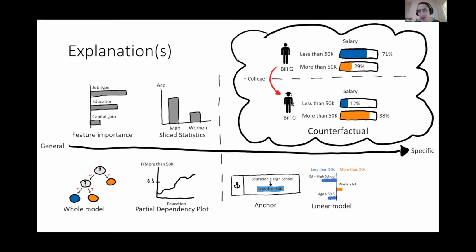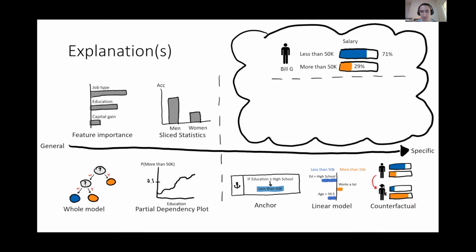There's also what are called counterfactual explanations, which change the original input in such a way as to change the prediction. So this is saying, look, if you add college to BG, the prediction changes. It doesn't tell you whether adding college will change other individuals. It doesn't tell you more general information, but it does tell you, hey, BG, all he needs to do is get a college degree and then he'll make more than 50K according to this model. So this is a counterfactual explanation.